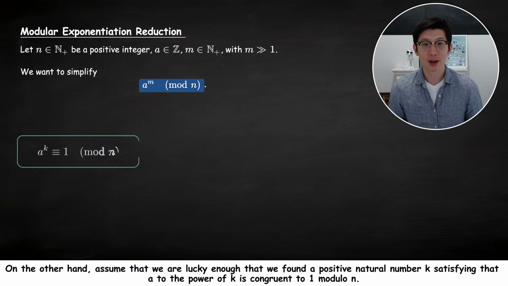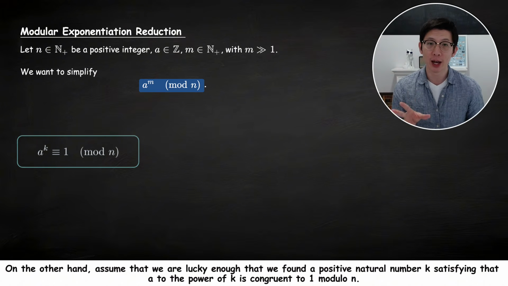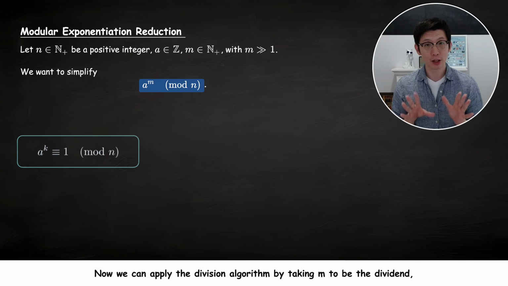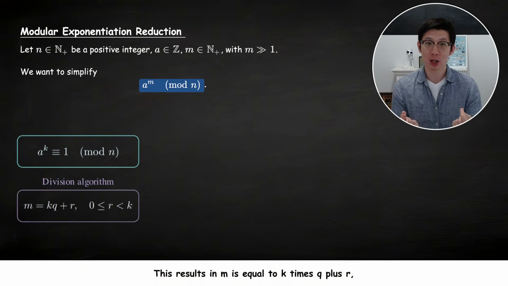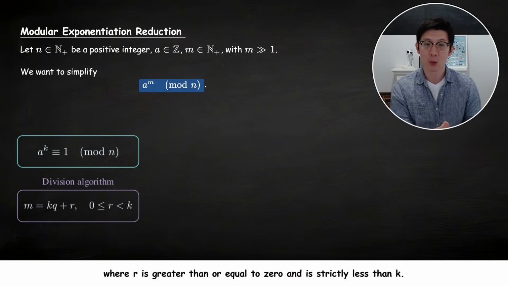On the other hand, assume that we're lucky enough that we found a positive natural number k satisfying that a to the power of k is congruent to 1 modulo n. Now we can apply the division algorithm by taking m to be the dividend and k to be the divisor. This results in m is equal to k times q plus r, where r is greater than or equal to 0 and is strictly less than k.